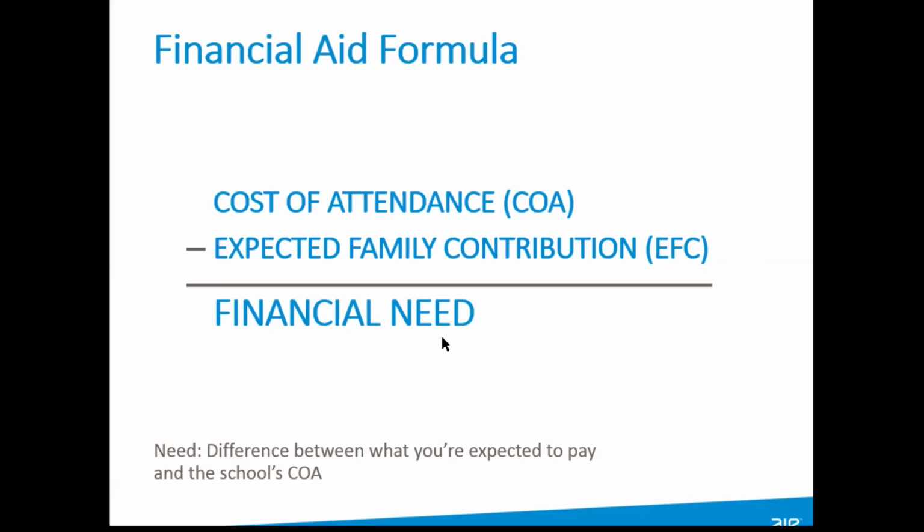What's left over is financial need. Financial need is that figure that the schools will look at, and they'll look at the different sources and the different types of financial aid and try to meet the financial need. So again, you're completing the FAFSA each year to get the expected family contribution, which is that figure that's calculated each year when you submit the FAFSA.